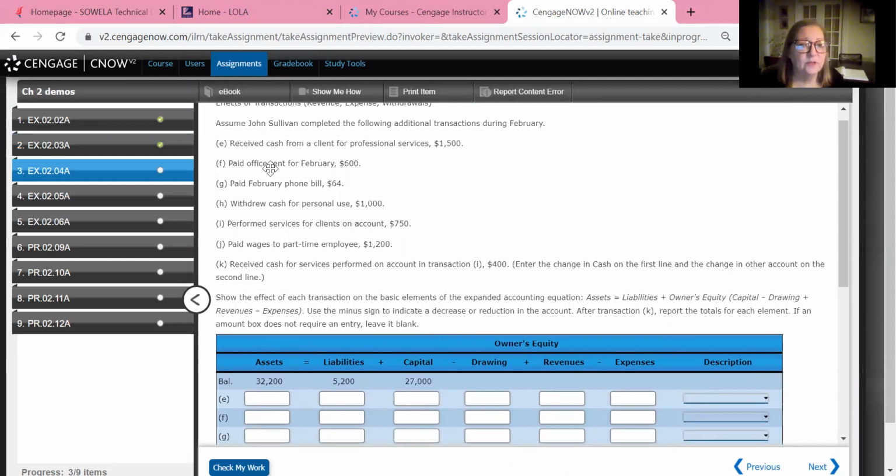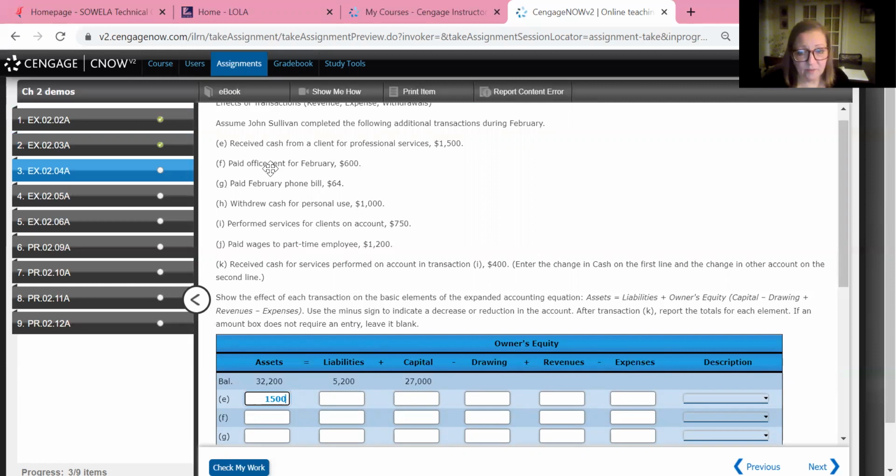It said he received cash from a client for professional services. So they're having us expand our thought a little bit to see what happens if the transaction doesn't just affect total assets, liabilities, and capital, but affects these temporary accounts that are happening just this year: the revenues, expenses, and drawing. So the first one was this 1,500 cash. If it says we receive cash, it means we're going to add, in other words, increase the cash.